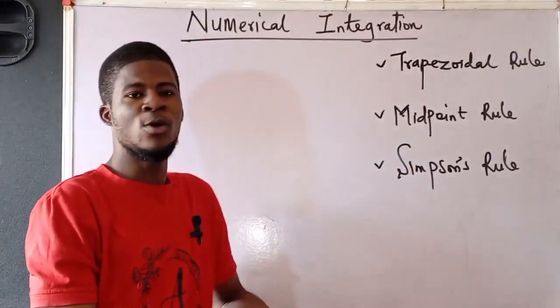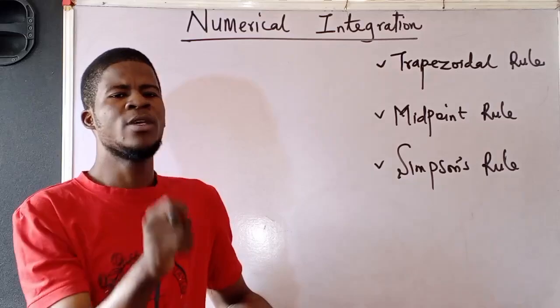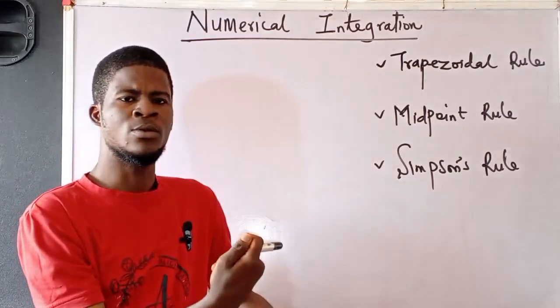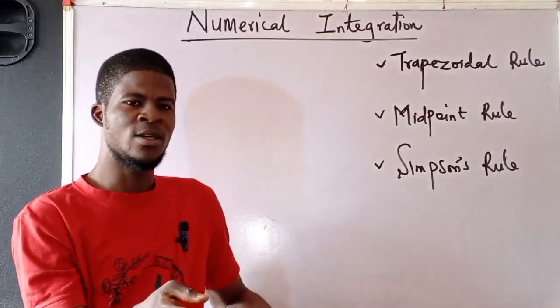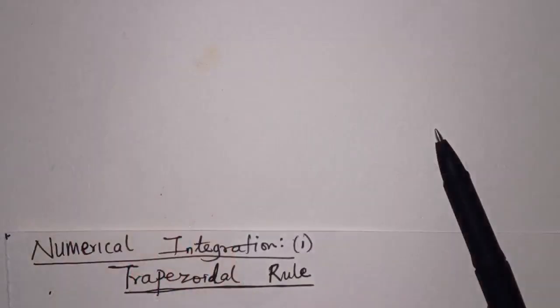This is the first video on numerical integration, and we're going to begin with the trapezoidal rule. So just keep watching, watch to the end. Let's dive right in. How to use the trapezoidal rule to determine the approximate value of a definite integral.